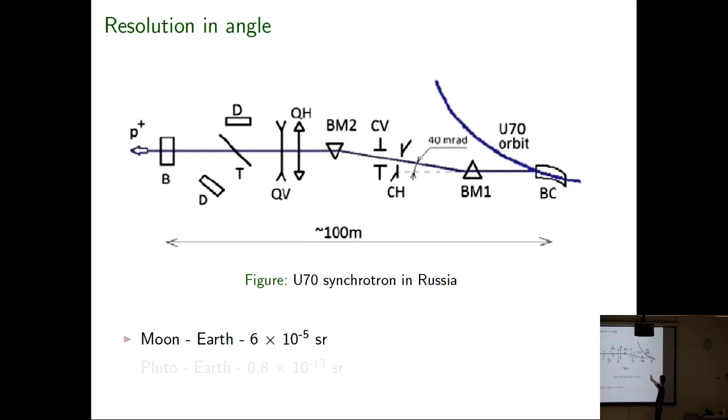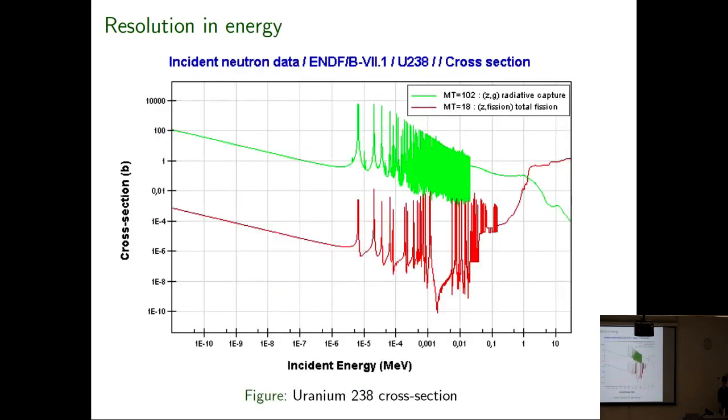A good example of resolution in angle that I like to steal is the moon from Earth. If you look up in the sky, the moon has a solid angle of about 10 to the minus 5. Pluto from Earth is like 8 orders of magnitude worse, something like 10 to the minus 13. I don't want to say these are realistic radiation transport problems, but surprisingly you need really stupid amounts of resolution to resolve some problems in angle.